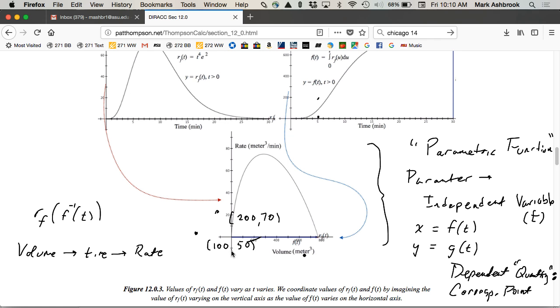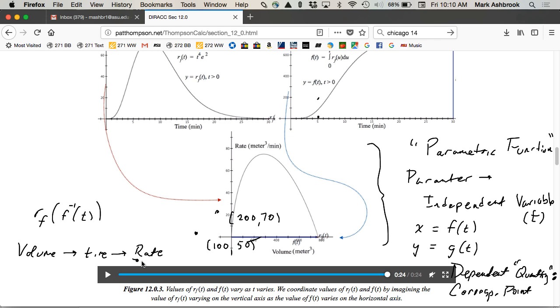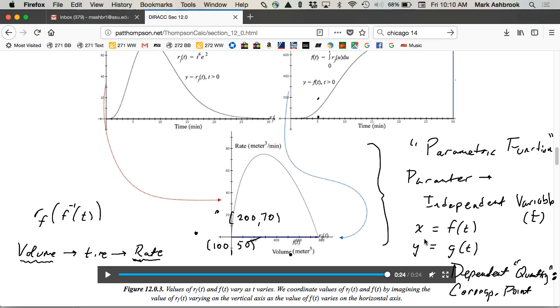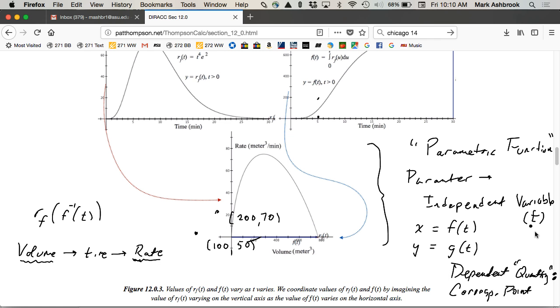It's a different perspective on the same thing. That's the perspective of a composition, where the independent value is volume and the dependent variable is rate. That's different from a parametric function, because in a parametric function our independent variable is going to be time, and our dependent quantity is going to be a volume and a rate. Does that make sense? So it's two different perspectives on the same situation. This is a single function, a composition. This is a single parametric function that, given a time, gives us ordered pairs or correspondence points of volume and rate.